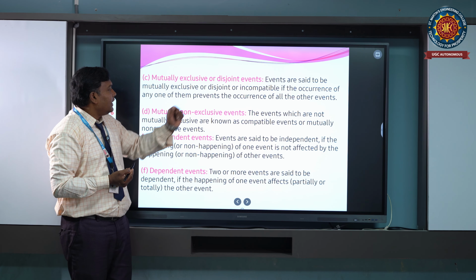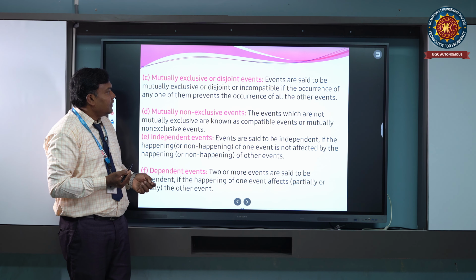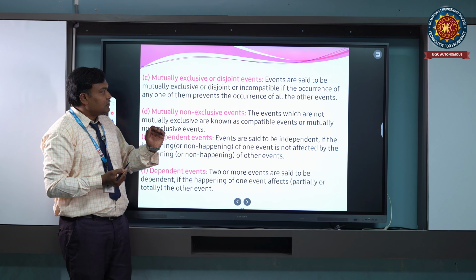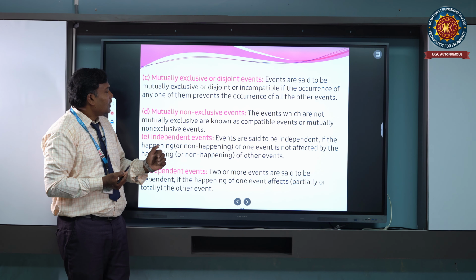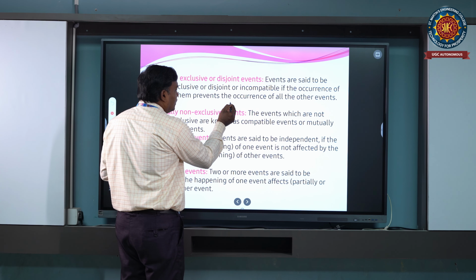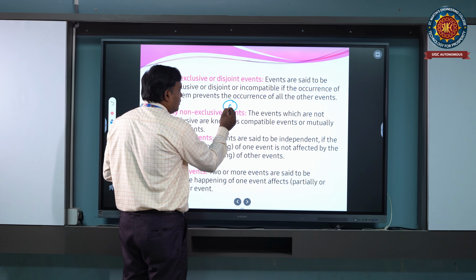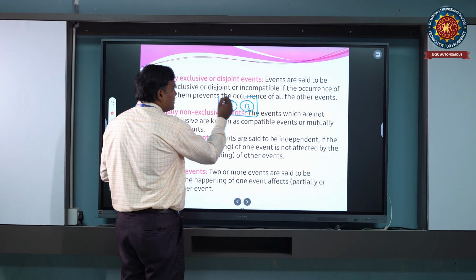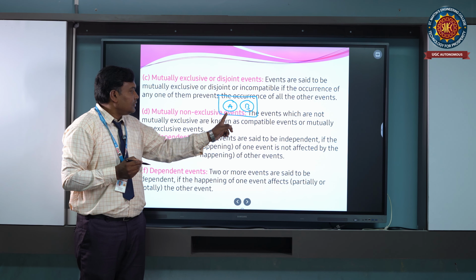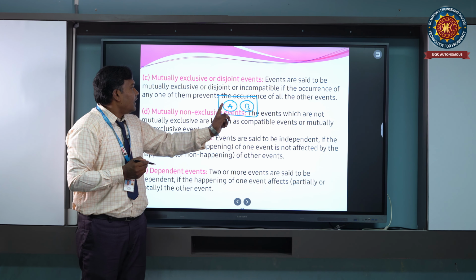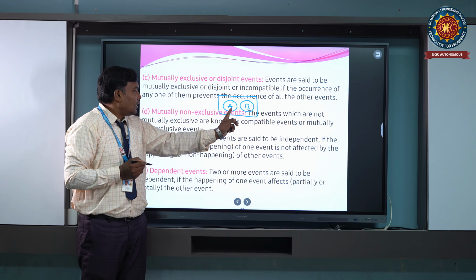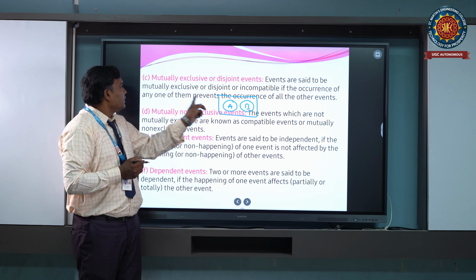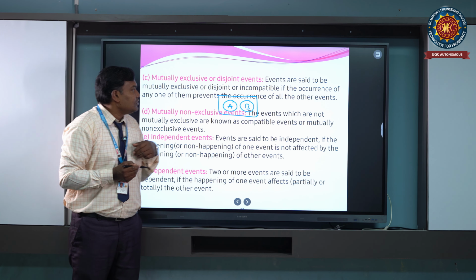Similarly, mutually exclusive, otherwise disjoint event. So another event is mutually exclusive. An event is said to be mutually exclusive or disjoint if there is no common outcome in these two events. For example, if we consider event A and event B, there will be no common area. This is event A, this is event B, and this is the sample space. So event A is different, event B is different, and there are no common outcomes in these two events A and B. So this is mutually exclusive. This is also called a disjoint event.